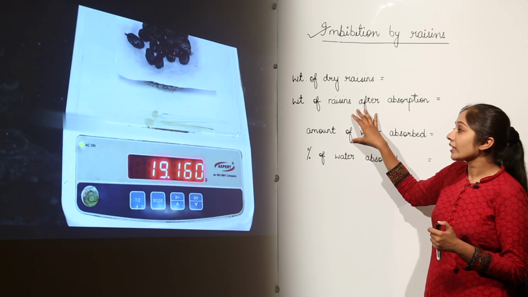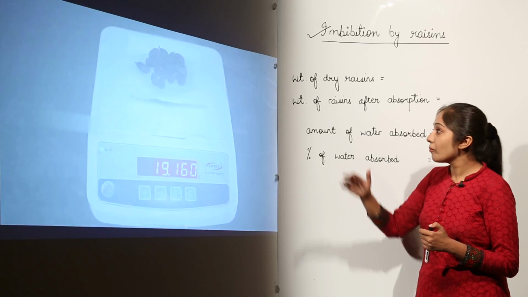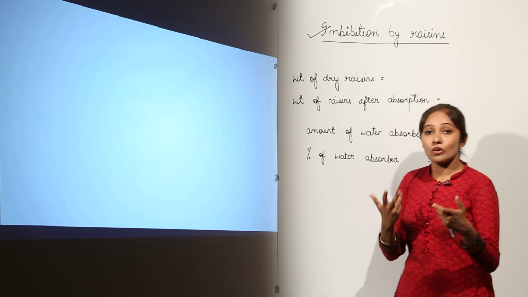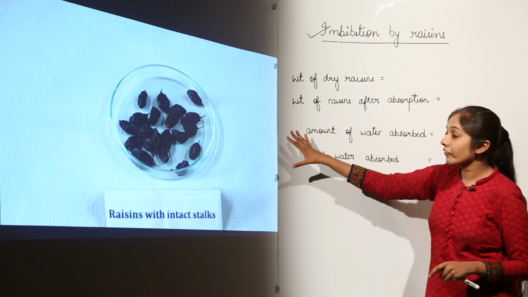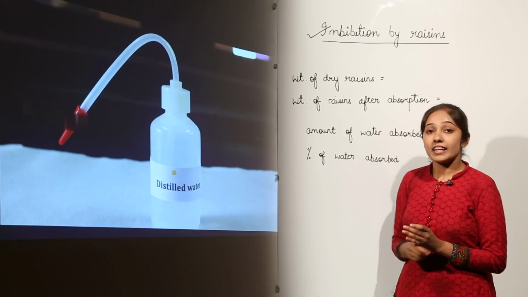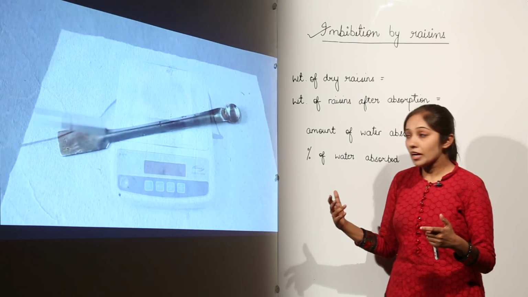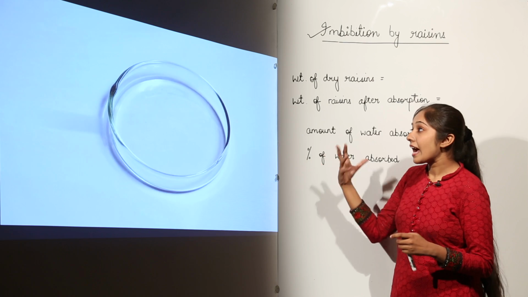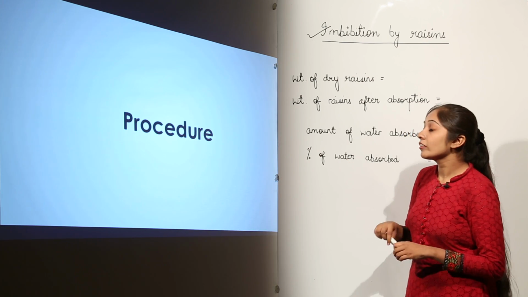Let us discuss the materials required for performing this activity. First of all, you need the important ingredient, that is your raisins with intact stalks. You need a beaker, then distilled water, a spatula, a weighing balance, blotting paper and a petri plate. So, what is the procedure?